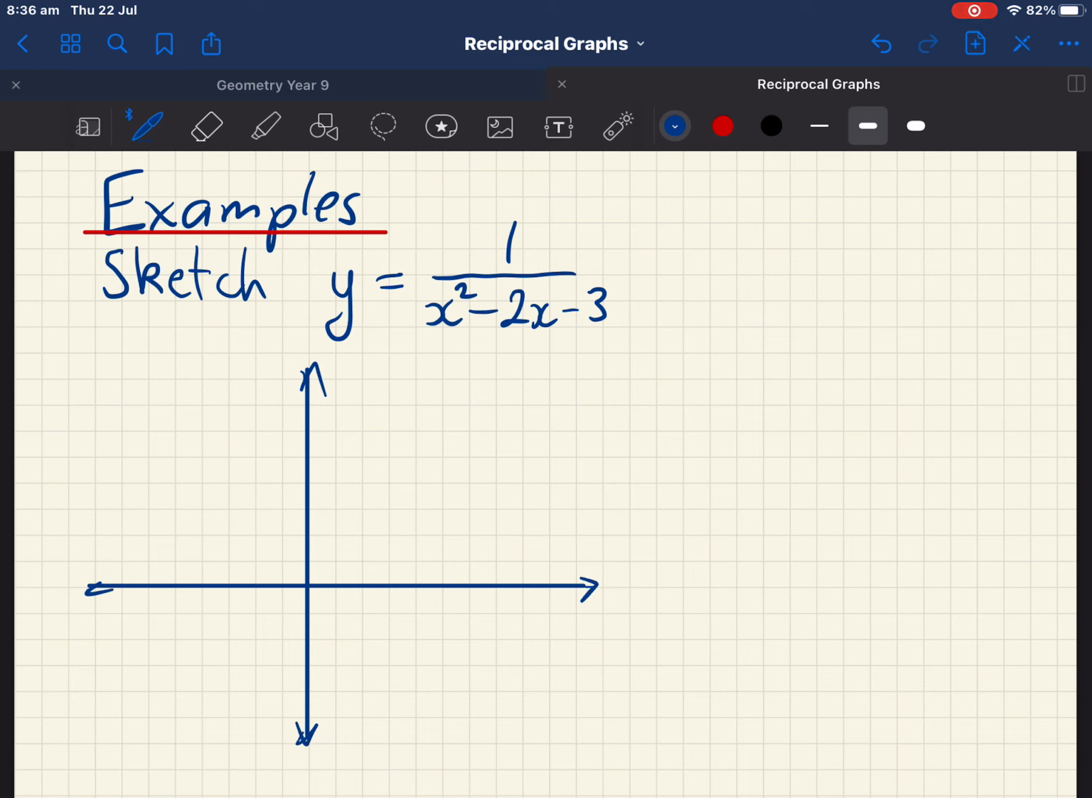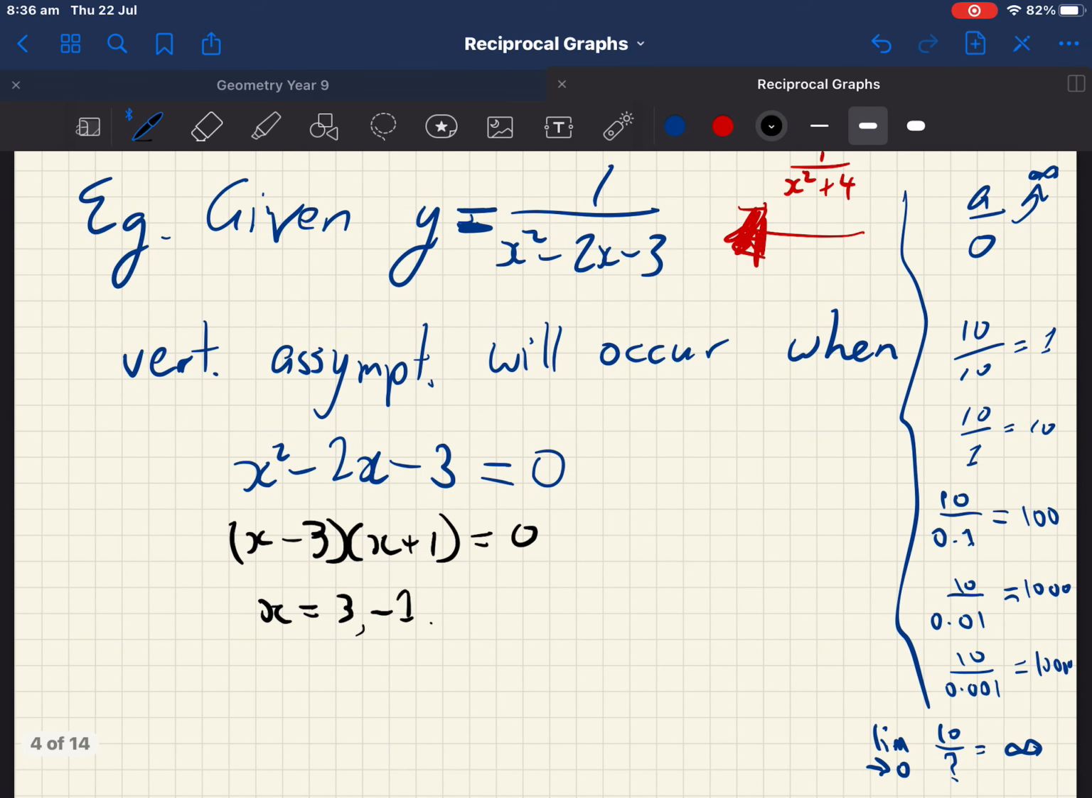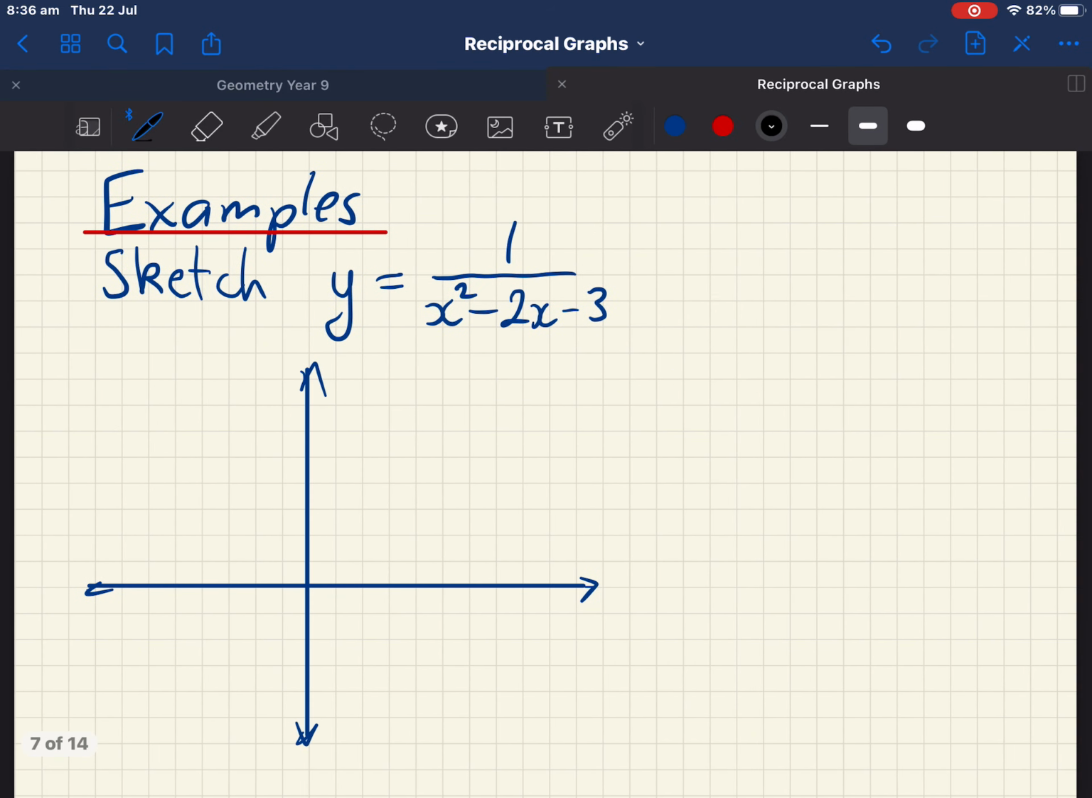Whenever you're sketching reciprocals and you've been given the function like this, I always personally like to start with the vertical asymptotes. And no doubt that's what I would have done here. I'm illustrating that we've already found the vertical asymptotes for this particular function. They occurred at -1 and 3. So let's get our vertical asymptotes in straight away. There's the one at 3, and -1.